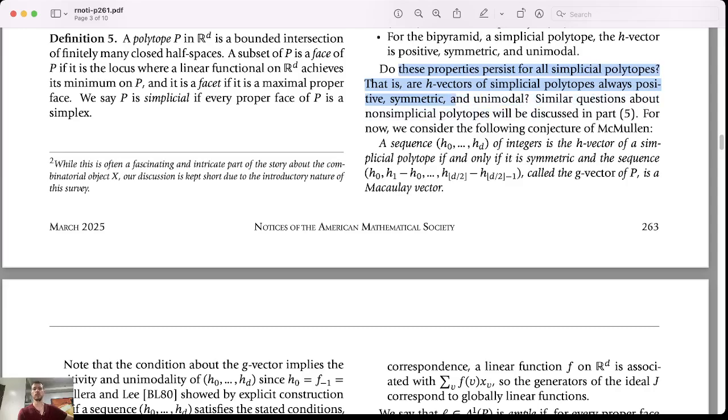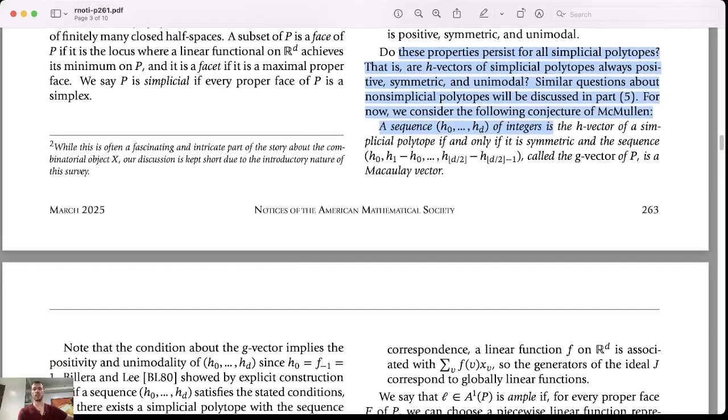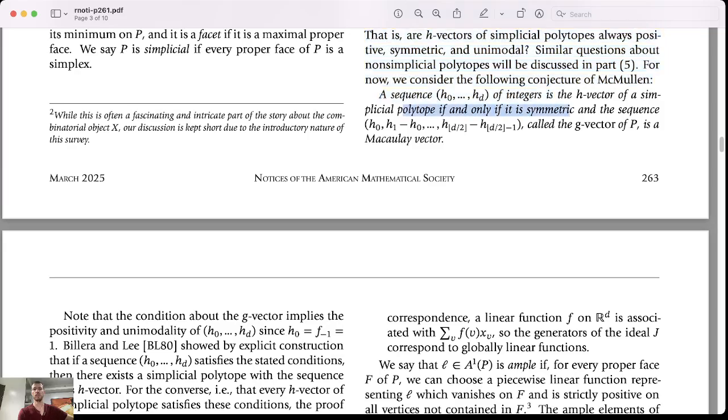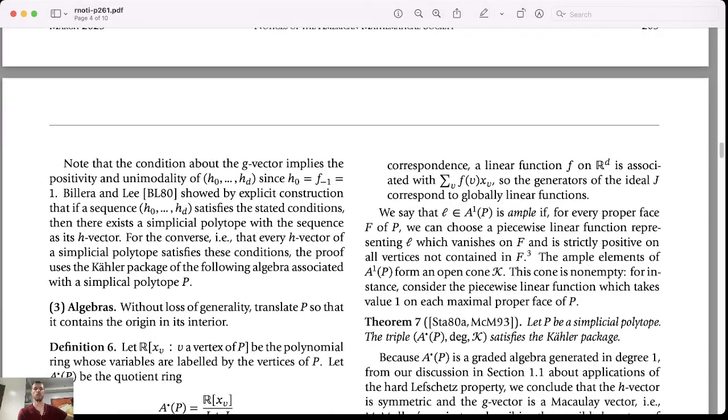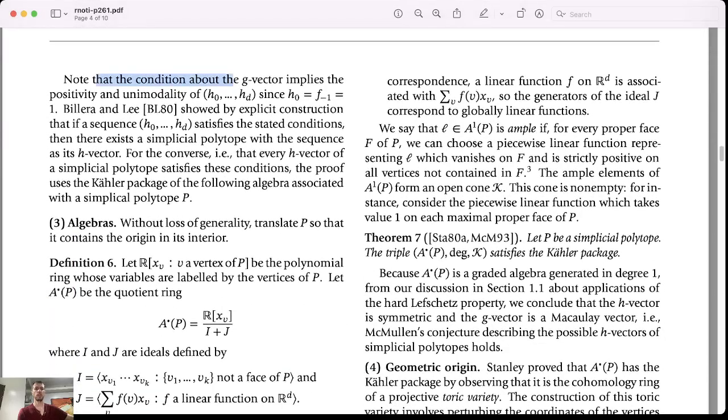Similar questions about non-simplicial polytopes will be discussed in Part 5. For now, we consider the following conjecture of McMullen. A sequence H0 through Hd of integers is the H vector of a simplicial polytope if and only if it is symmetric, and the sequence H0, H1 minus H0, through H sub floor d over 2 minus H sub floor d over 2 minus 1, called the G vector of P, is a Macaulay vector. Note that the condition about the G vector implies the positivity and unimodality of H0 through Hd, since H0 equals F sub -1 equals 1.